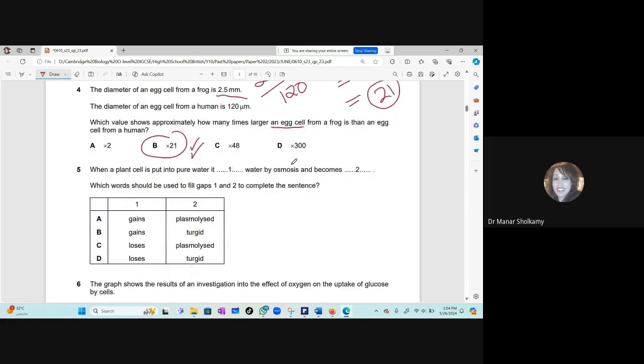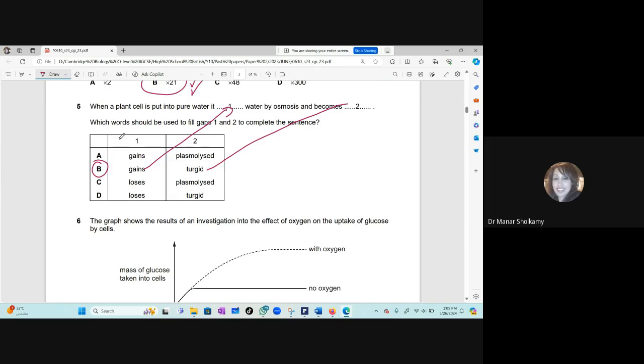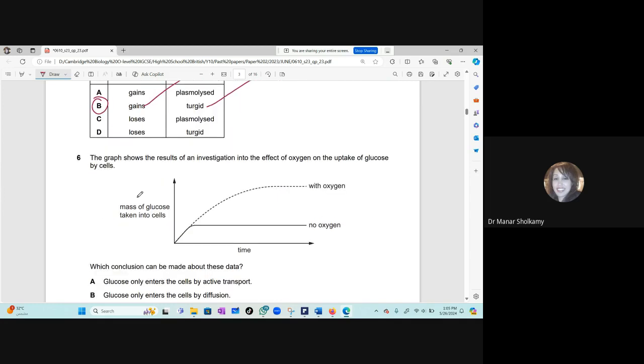So 4B. 5. When a plant cell is put in pure water, it, 1, water by osmosis and becomes 2. Which words should be used to fill gaps 1 and 2 to complete the sentence? B. Yes, it will gain water by osmosis and become turgid. Very good. So it's B. We want to get the first 20, the first 30 all correct without mistakes. The last 10 are the confusing ones.